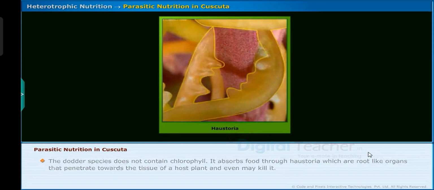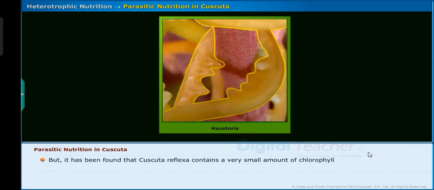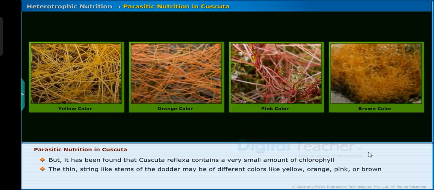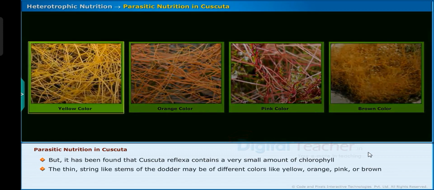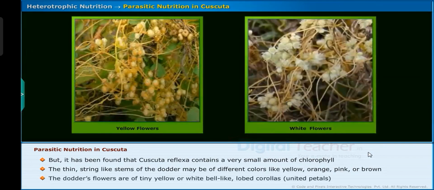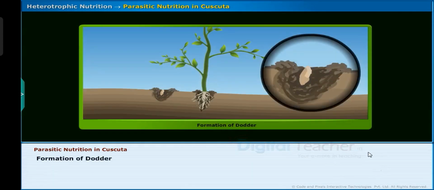may kill it. But it has been found that cuscuta reflexa contains a very small amount of chlorophyll. The thin, string-like stems of the dodder may be of different colors like yellow, orange, pink or brown. The dodder's flowers are tiny, yellow or white, with bell-like, lobed corollas of united petals. Let us now learn about the formation of dodder.